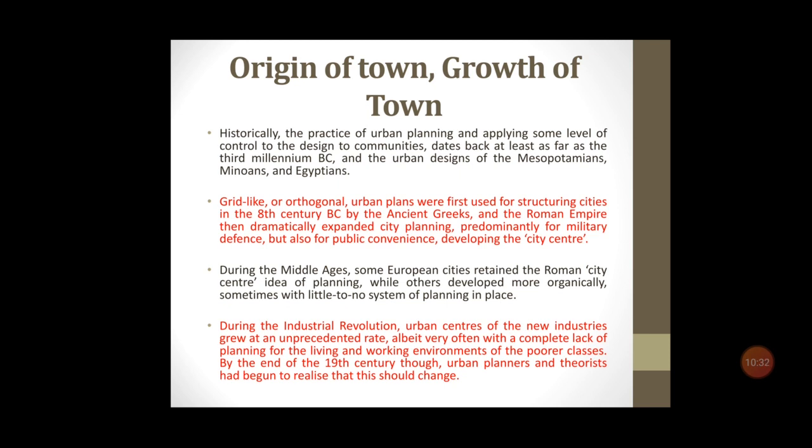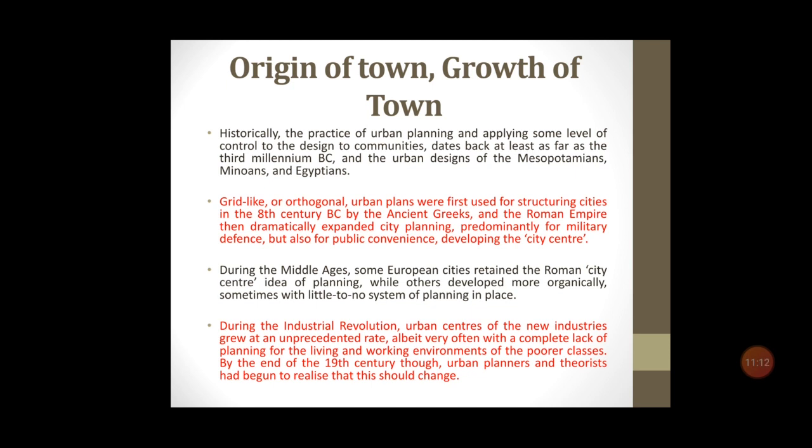Now, origin of town and growth of town. Historically, the practice of urban planning and applying some level of control to the design of communities dates back at least as far as the 3rd millennium before Christ, and the urban designs of the Mesopotamians, Minoans and Egyptians. Grid-like or orthogonal urban plans were first used for structuring cities in the 8th century before Christ by the ancient Greeks.